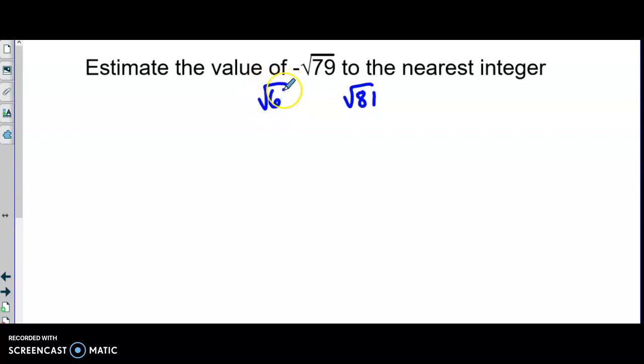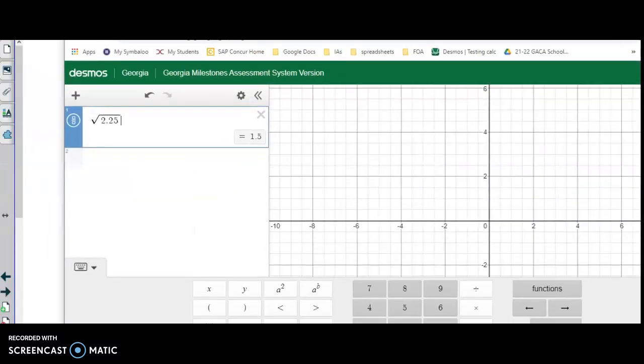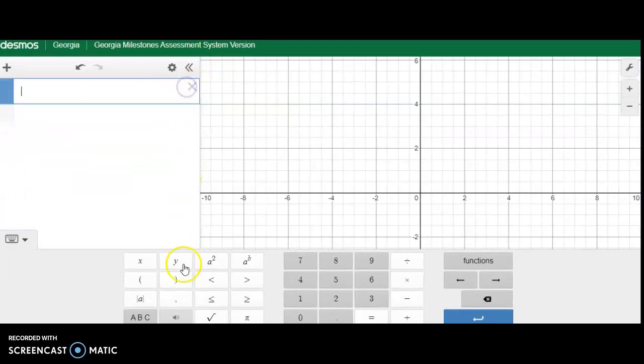If we look at what it's between the square root of 64, which is 8, and the square root of 81, which is 9. So this has to be a number somewhere between 8 and 9. So that's how they teach you to do it in the Connexus lesson. But I want you to also be confident just using a calculator.